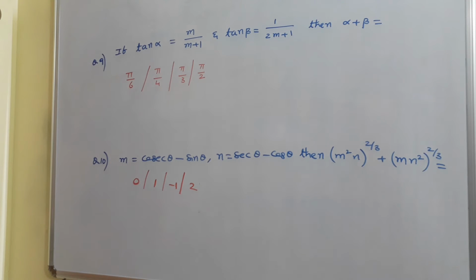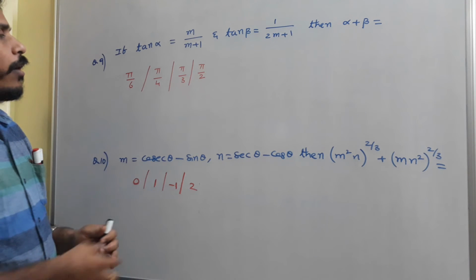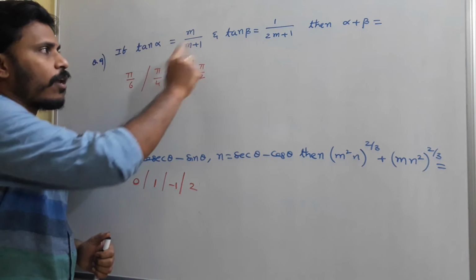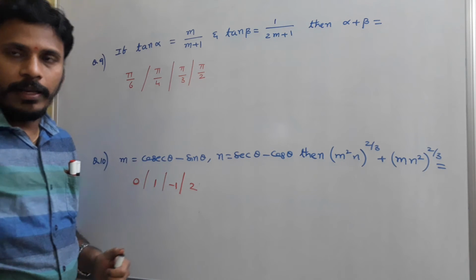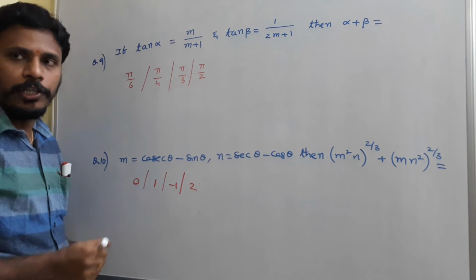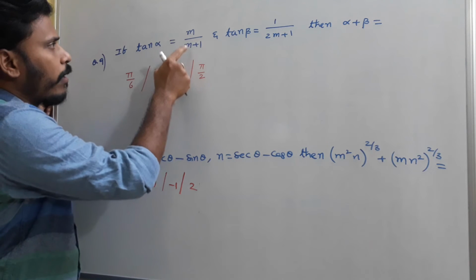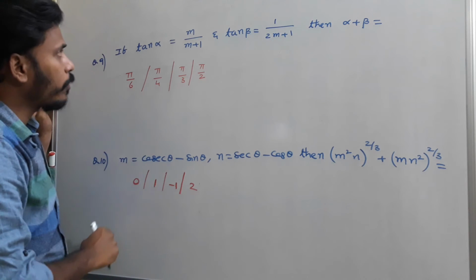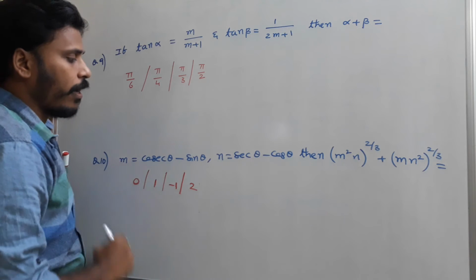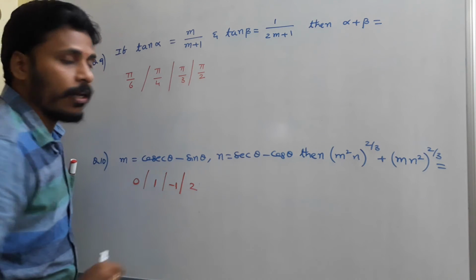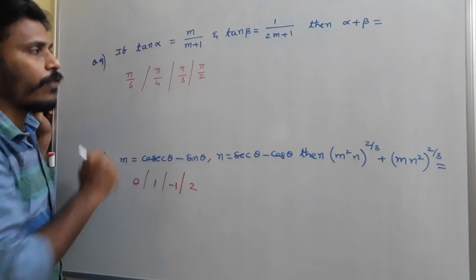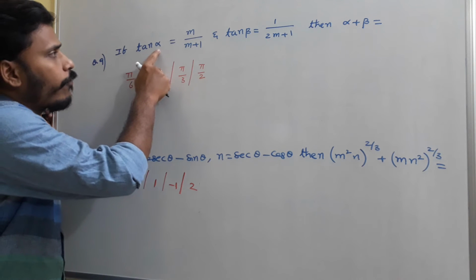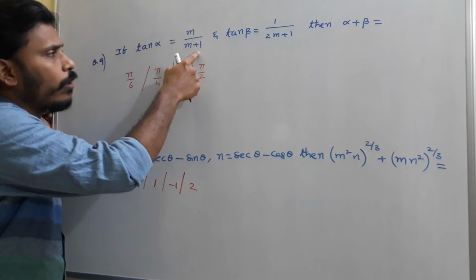Okay, the next two problems, just have a look. These two problems involve two angles along with one other variable. You may call it an unknown constant. Tan alpha is m by (m plus 1) and tan beta is 1 by (2m plus 1). And the next problem is also m equals cosecant theta minus sin theta, n equals secant theta minus cos theta. When you look at the first problem, if you take alpha, from there you will get m.